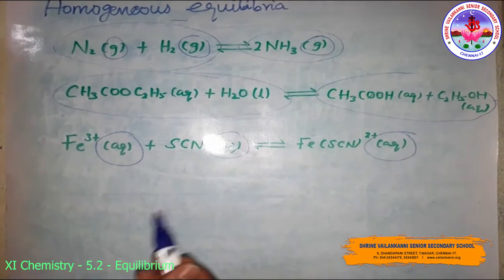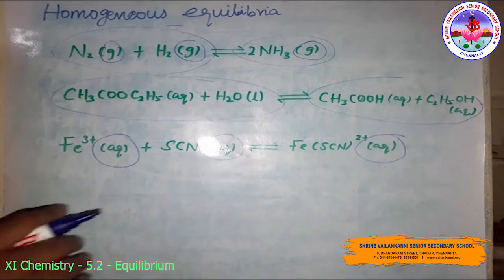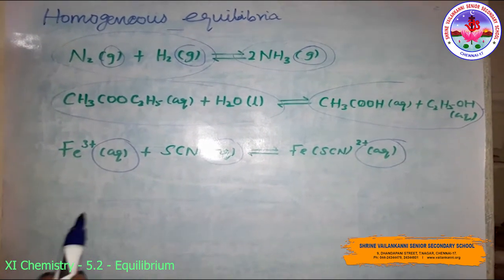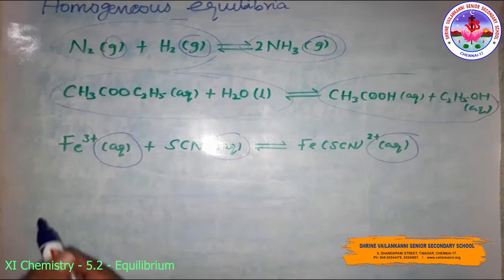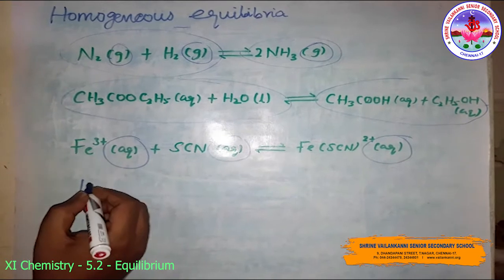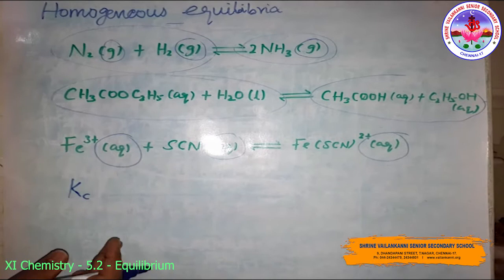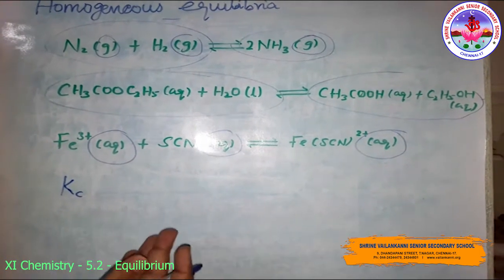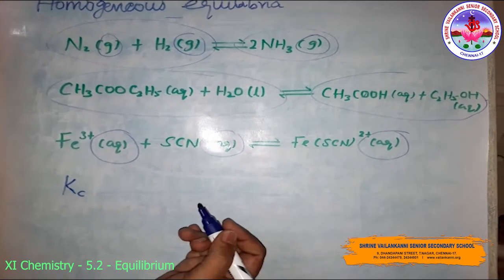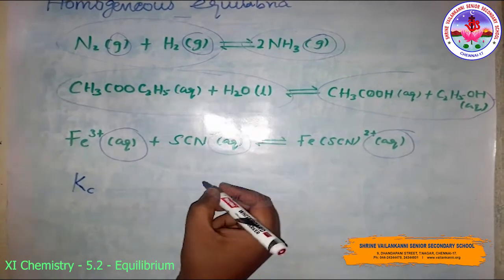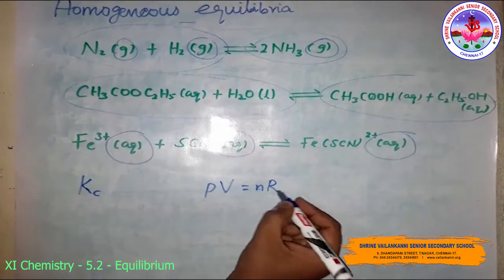Then, the equilibrium constant in a gaseous system. So far we have expressed the equilibrium constant in terms of the molar concentration of the reactants and the products. The symbol we used is Kc. For reactions involving gases, however, it is usually more convenient to express the equilibrium constant in terms of partial pressure, using the ideal gas equation. What is that? PV = nRT.